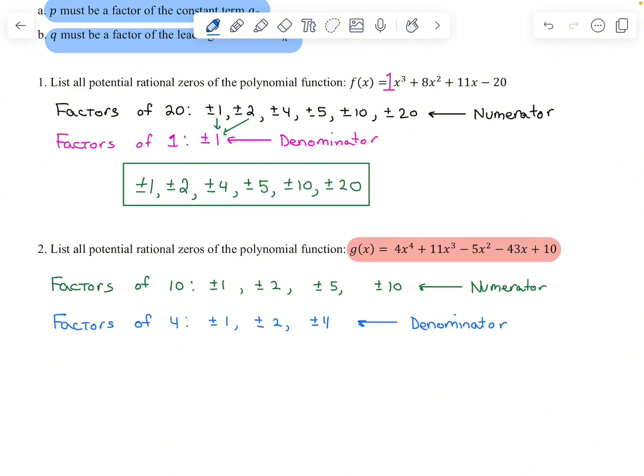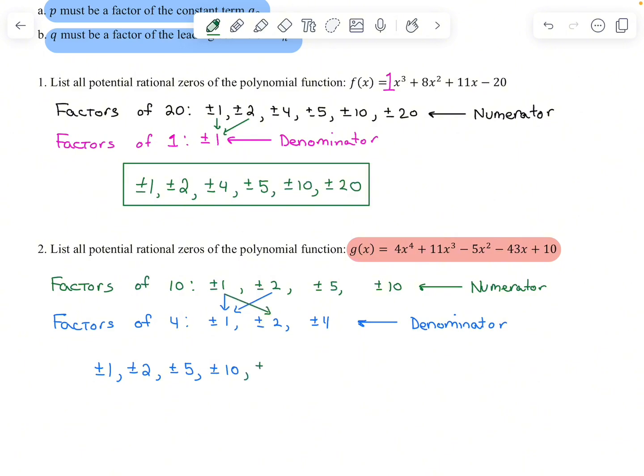To create the list of potential rational zeros, I'm going to divide every factor of 10 by every factor of 4. Starting with plus or minus 1 divided by plus or minus 1, and that is going to be plus or minus 1. Then we have plus or minus 2 divided by plus or minus 1, and that is plus or minus 2. And I'm going to divide plus or minus 5 by plus or minus 1, and plus or minus 10 by plus or minus 1.